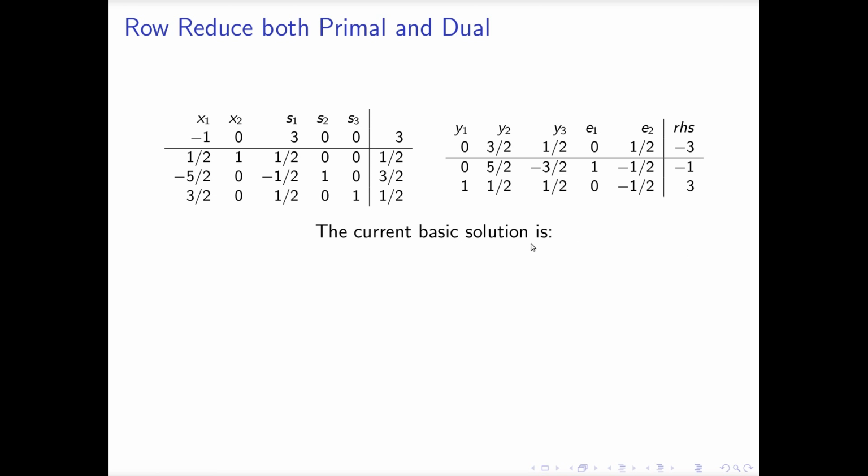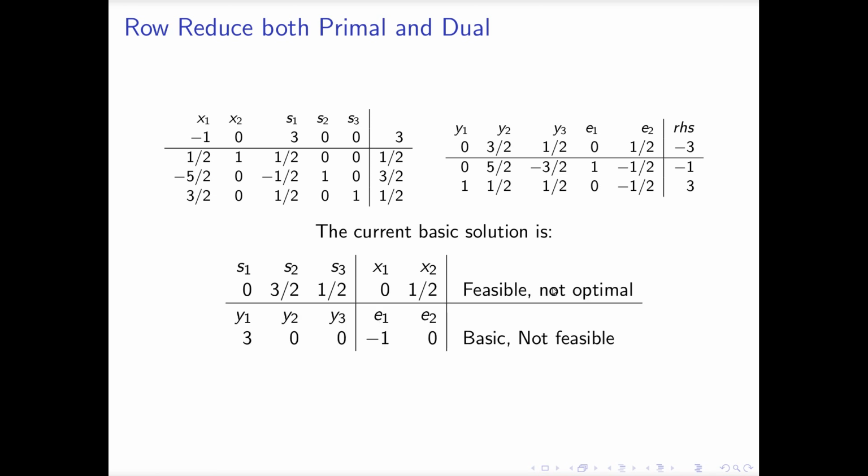But we can get the current basic solution, right? X1 is 0, X2 is 1/2, S1 is 0, S2 is 3/2, S3 is 1/2. And similarly over here, we can get the current basic solution. Y1 is 3, Y2 is 0, Y3 is 0. E1 is -1, E2 is 0, so this is still not a feasible solution, right? And this is feasible, but it's not optimal.